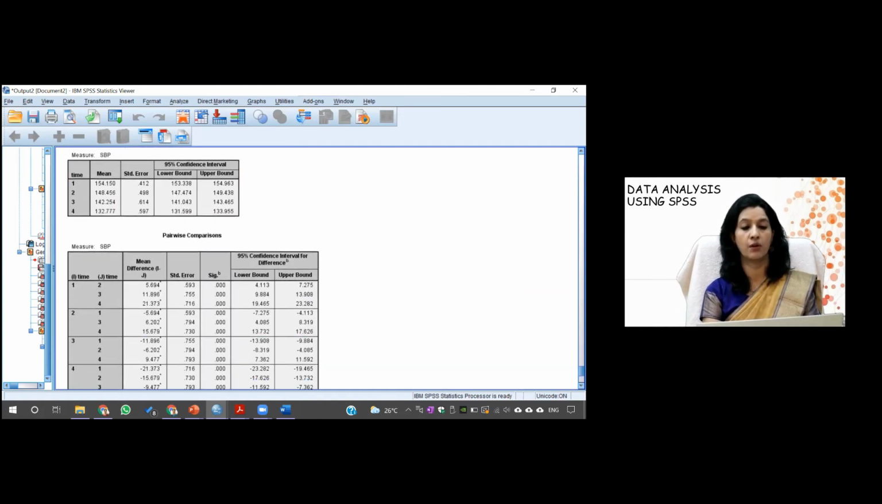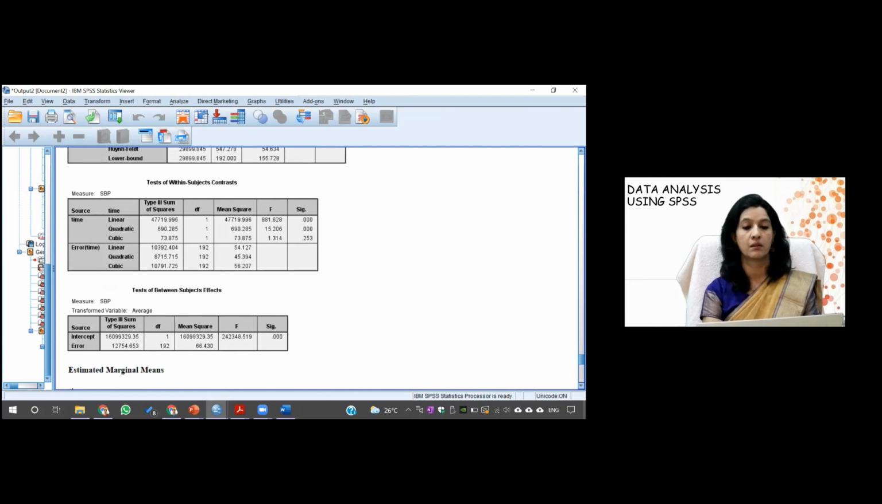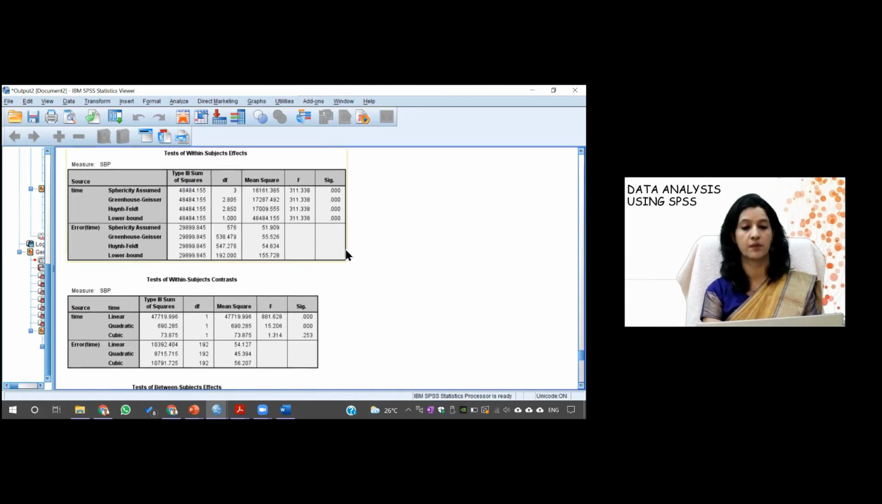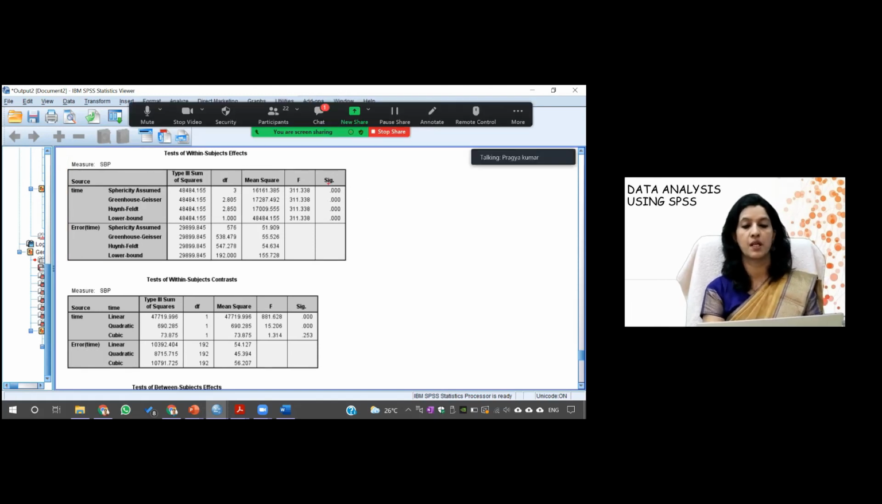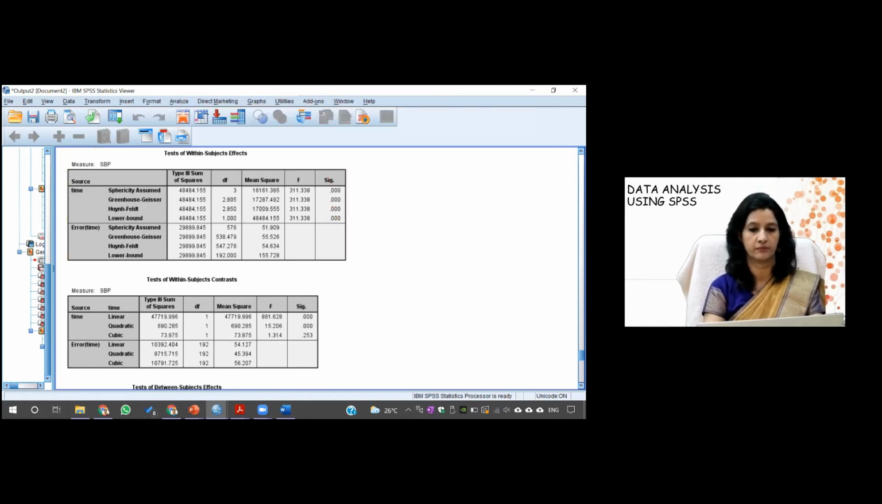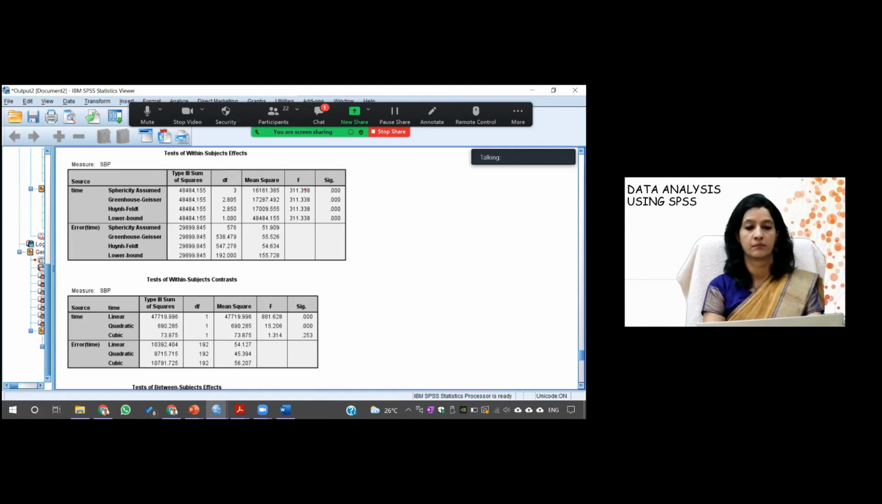If you see the value of repeated measure ANOVA, this is significant. This tells you, no, just a sec. Not this one, yes. This is the test of within subject. So this is the significance value, which tells you, Ritu, that the pair-wise comparison, the trend which you are seeing that it is increasing, this is significant.